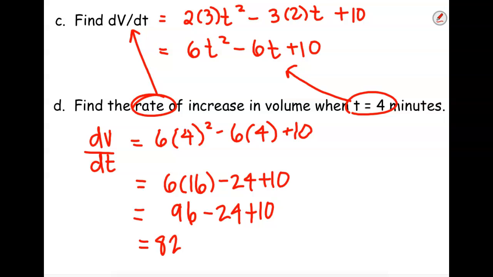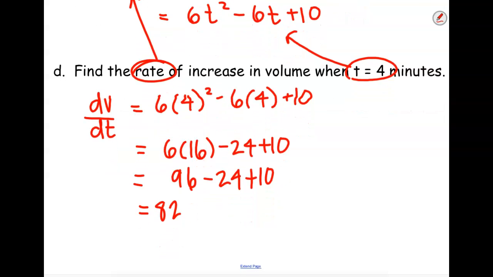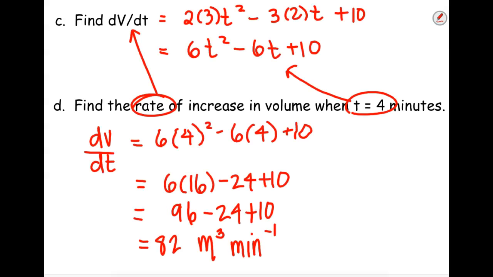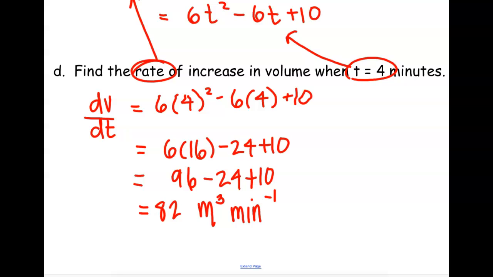What did we find? We found the rate of increase of that hot air balloon at 4 minutes. So what is that rate? Meters cubed per minute. So 82 meters cubed per minute is the rate it is increasing. And then we're done.